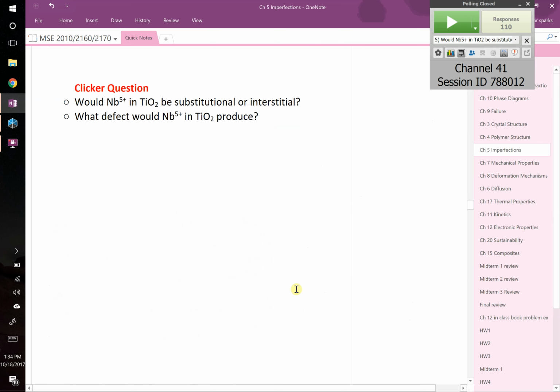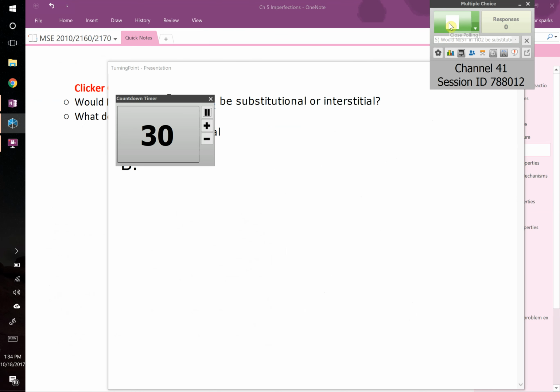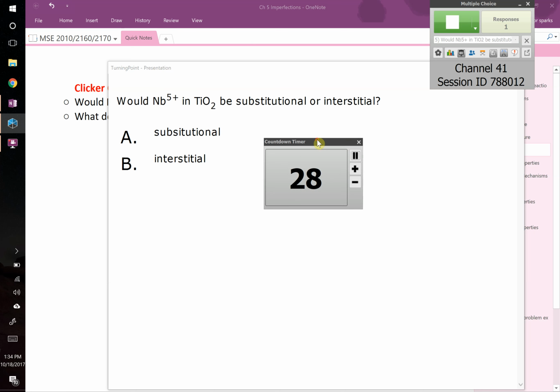Okay, clicker question then. Would niobium 5 plus in TiO2 be substitutional or interstitial? That's our next question. Oh, it's a timer. I'll pause it. Don't panic. I didn't realize I put a timer on that one. Okay. So you put niobium 5 plus, you pull out a TiO2. The question is, does it sit on the TiO2 spot or does it go elsewhere? Is it interstitial or substitutional?